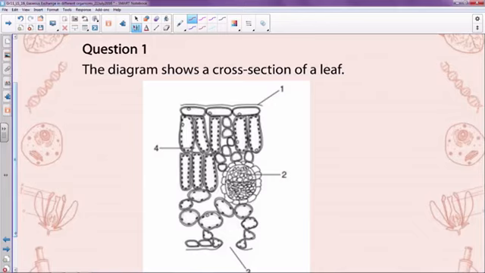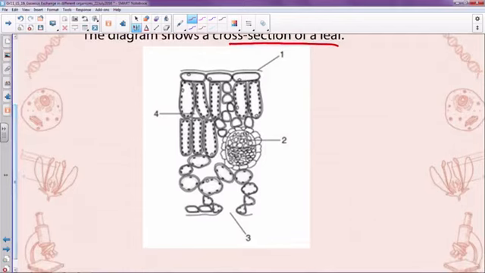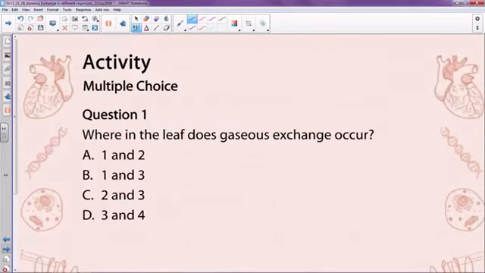Let me read through the multiple choice questions for you. Question 1. The diagram shows a cross section of a leaf. Here we're looking at a leaf, and label 1 points to the upper epidermis. Label 4 points to the intercellular air spaces. Number 2 is the vascular bundle, and number 3 shows the stoma, which is the opening of the stomata. So let's see what questions are based on this diagram. Question 1: where in the leaf does gaseous exchange occur? A, 1 and 2; B, 1 and 3; C, 2 and 3; D, 3 and 4.